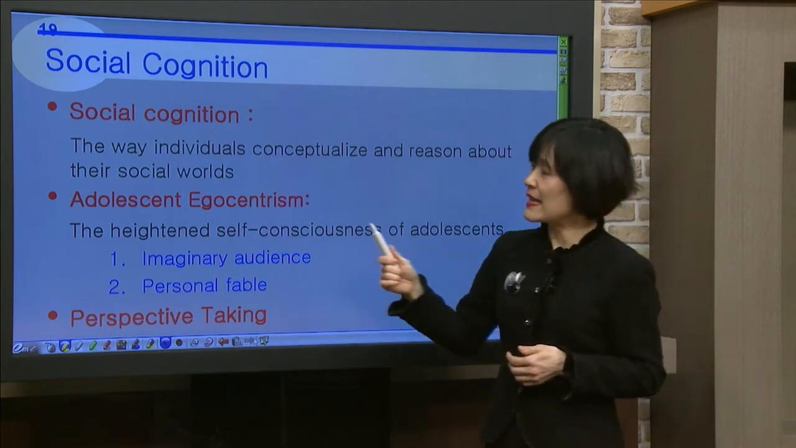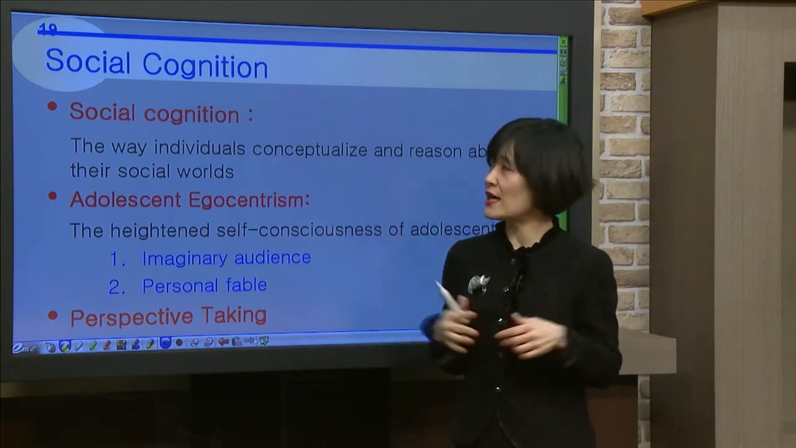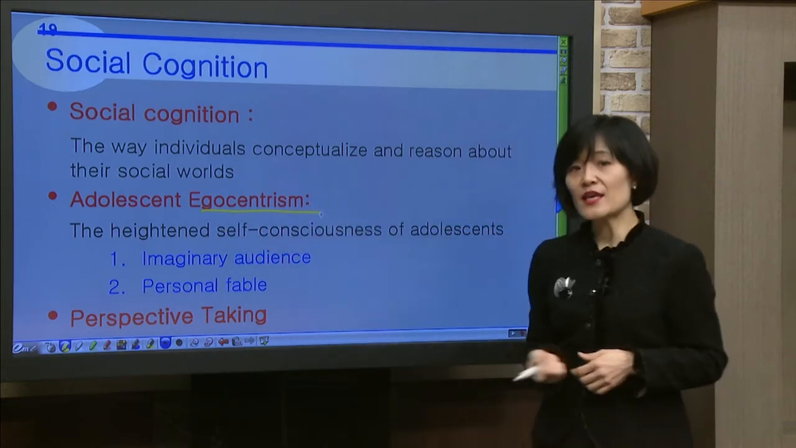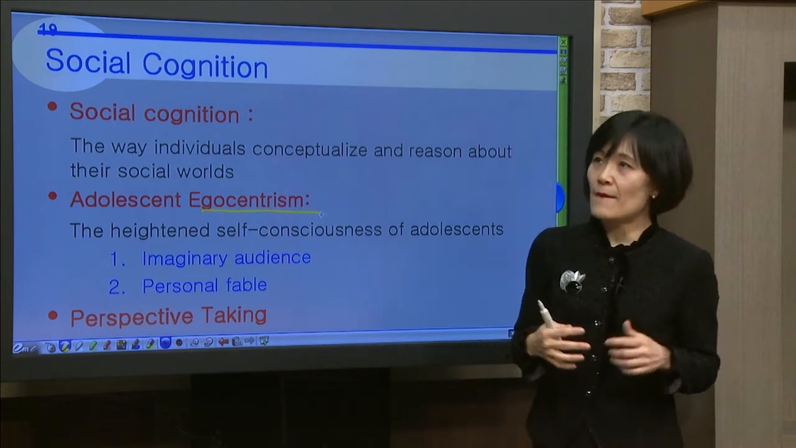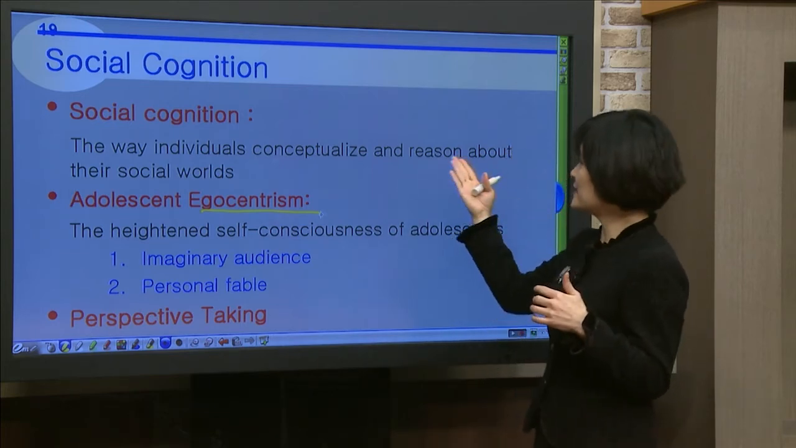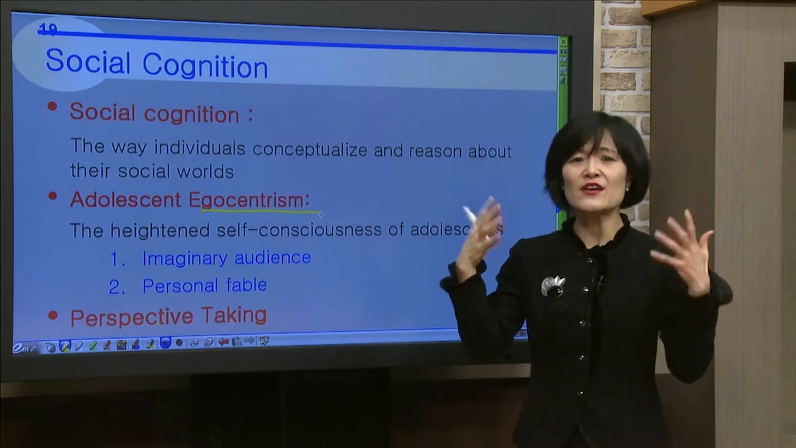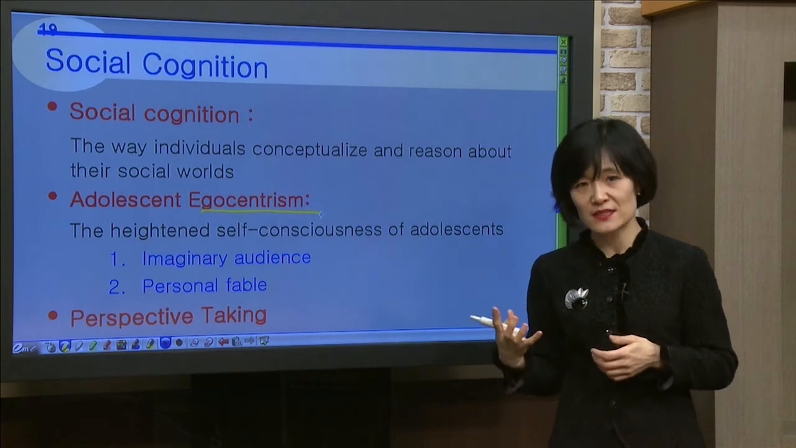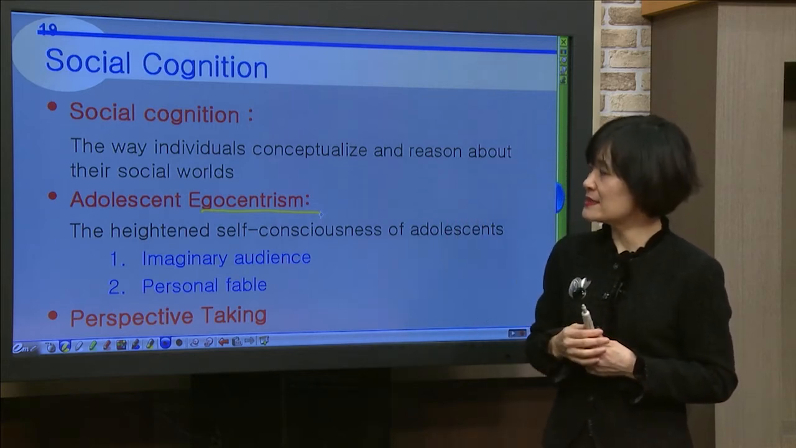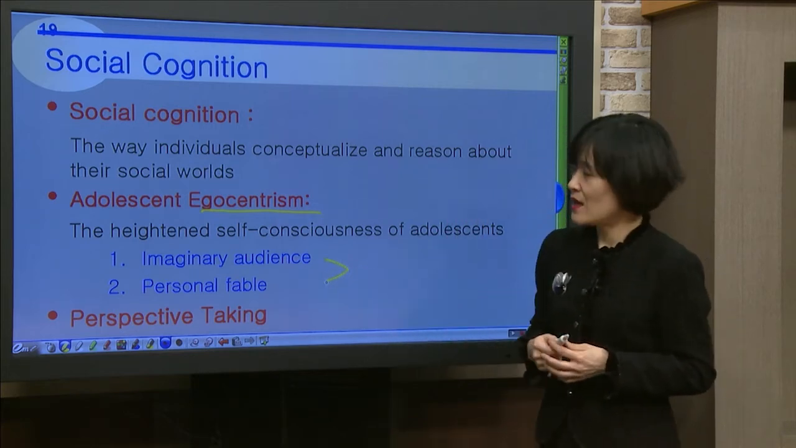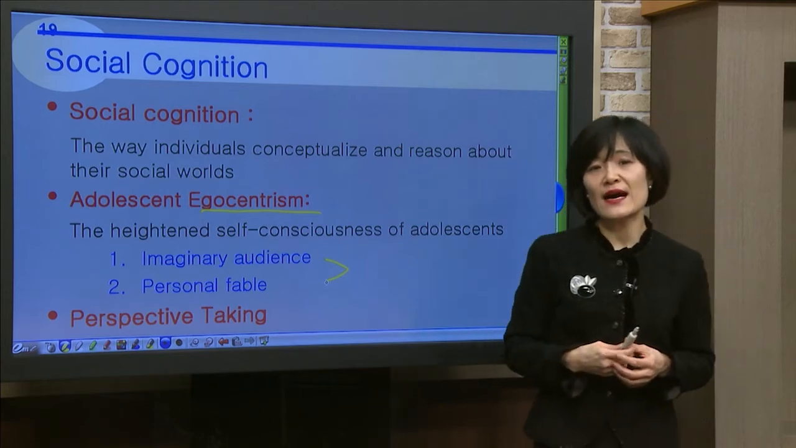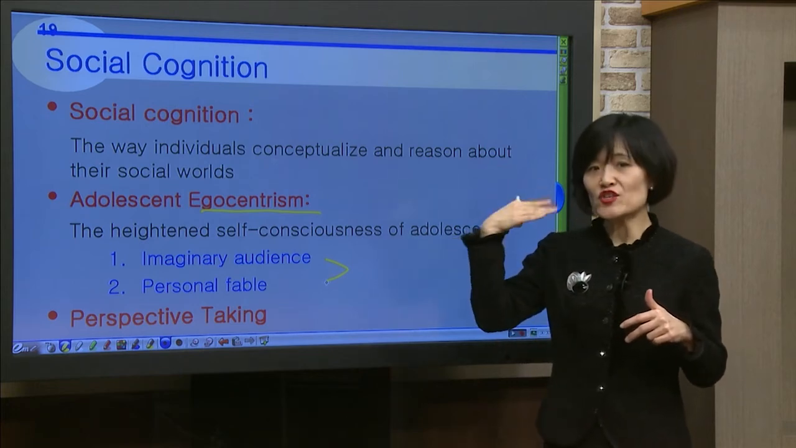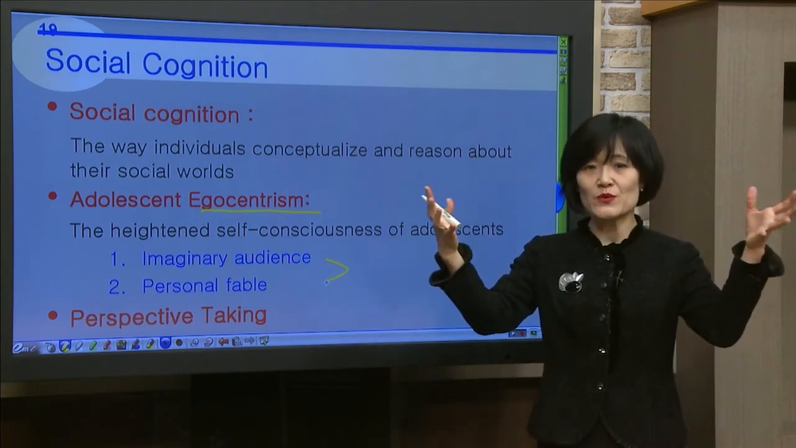Adolescents have a very unique social cognitive characteristic that we call egocentrism. When adolescents understand the social world, they are very self-conscious about themselves. That is a particular characteristic of social cognition during adolescence. Here are two examples. The first is the imaginary audience: since adolescents are very focused on themselves, they imagine that other people are always looking at them.